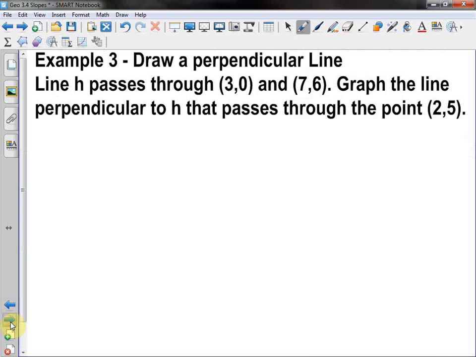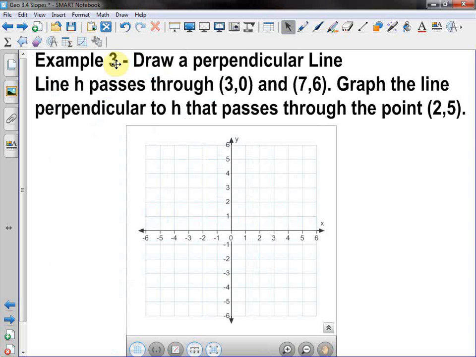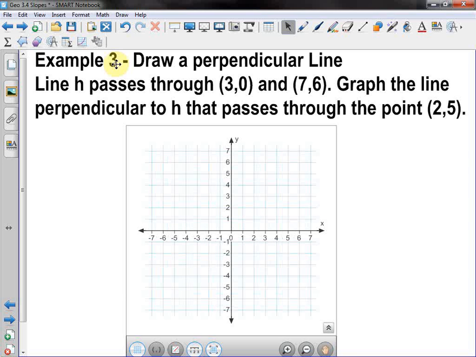All right, here we're going to draw a perpendicular line, okay? We have line H, which goes through those 2 points, and we want to graph the one perpendicular to H through the point (2, 5), right? So what do I need right now? Graph paper. All right, and then I think I need to zoom out 1, maybe 2, 7, 6.